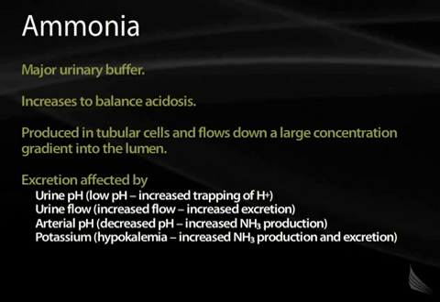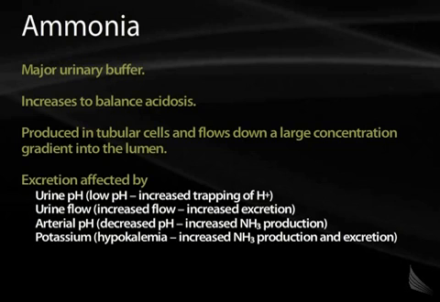Once again, changes in urine pH, urine flow, arterial pH, and potassium all affect ammoniogenesis. A low urine pH and acid urine increases the trapping of hydrogen to ammonia to form ammonium. Increased flow rates will also increase ammonium excretion. Both arterial pH as well as urine pH have similar effects on ammonium production as well as ammonium excretion. The net result is increased acid excretion to return pH into the normal range.